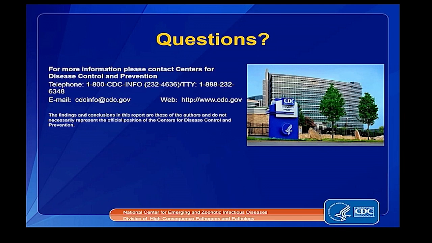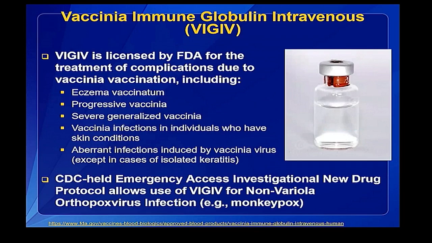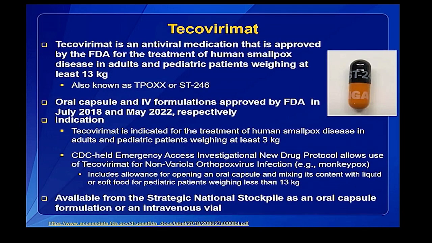Thank you. Dr. Lehr. Thank you for this talk. Could you please go to slide 15 and clarify, you've got 13 kilograms in two lines and 3 kilograms in one line. I'm just wondering which one's the accurate number. So first bullet point has 13, in the middle there's three, and towards the bottom it has 13 kilograms. Yeah, so apologies for some typos here. The first bullet should be 3 kilograms. There are different weight requirements depending on if it's being used as the oral formulation or the IV formulation, but the IV formulation is approved for use in adult and pediatric patients weighing at least 3 kilograms. Thank you.